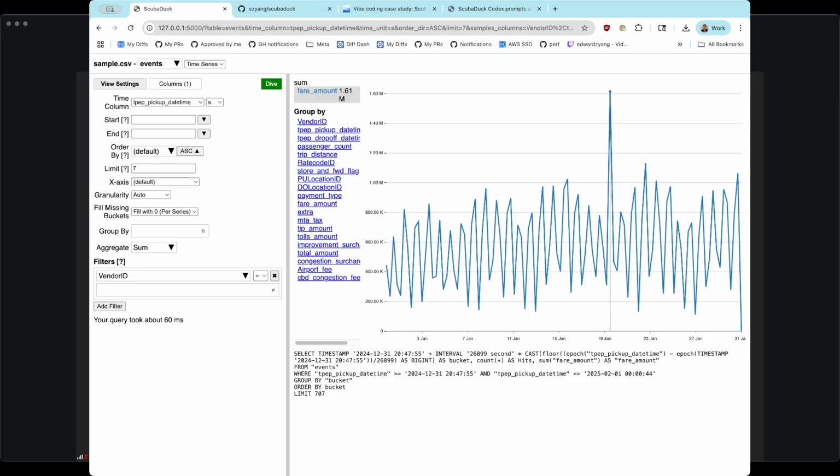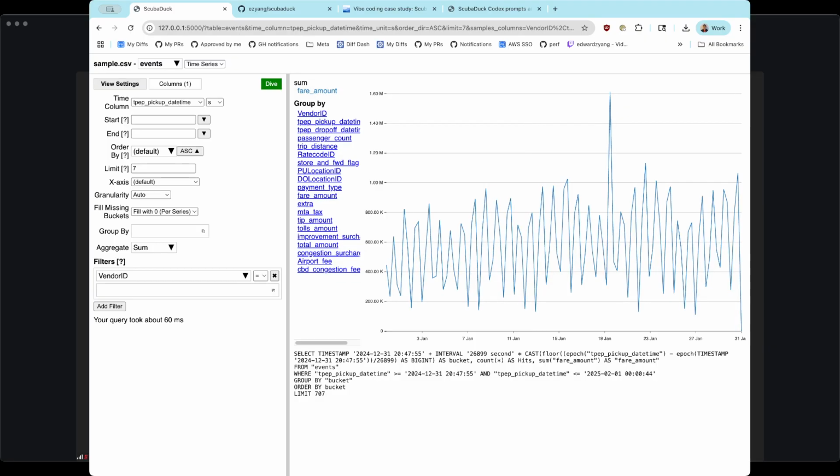By the way, why is there this big spike over here? Well, this is January 20th, aka MLK holiday. So I guess people take a lot more taxi rides during the holidays. You can also see the strong periodic effect here because people take more rides during the day and then less at night. I think that's what's going on here.